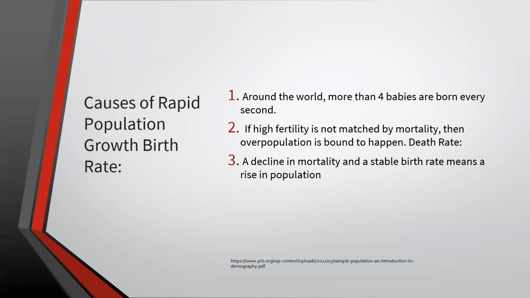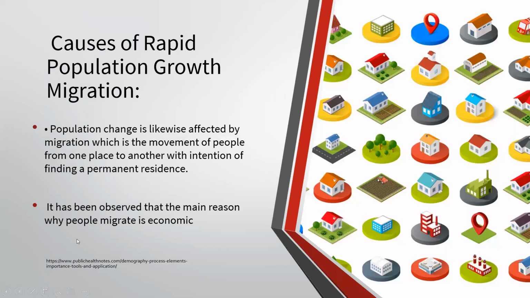So what factors cause the rapid population growth? It is estimated that around the world more than 4 babies are born every second. And if the fertility is not matched by the mortality, then overpopulation is bound to happen. And in terms of death rate, if there is a decline in mortality and stable birth, even then the population will continue to rise. That is the population momentum.